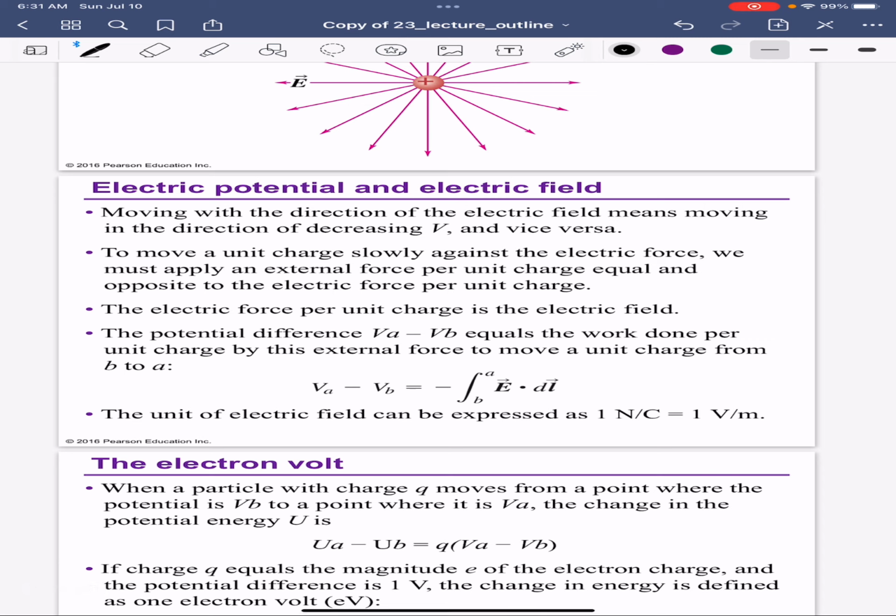Therefore, we can create a relationship between the electric potential and the electric field. VAB, which is VA minus VB, equals negative, because the change is opposite, the integral from B to A of E dot dl. The unit of the electric field here can be expressed as volts per meter instead of newtons per coulomb, but of course these two units are equivalent.